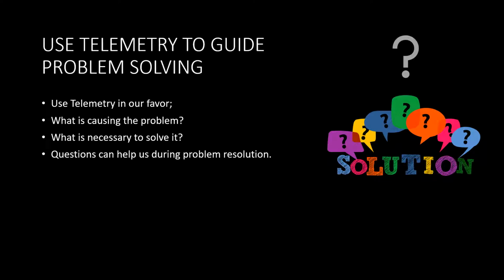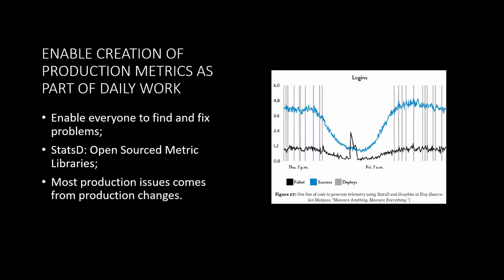And questions can help us during problem resolution, like what evidence do we have that the problem is actually occurring, and also what changes could have contributed to the problem, and also what could confirm the link between the proposed causes and effects. It's important to have metrics that can be easily created, displayed, and analyzed because it will enable everyone to find and fix problems.